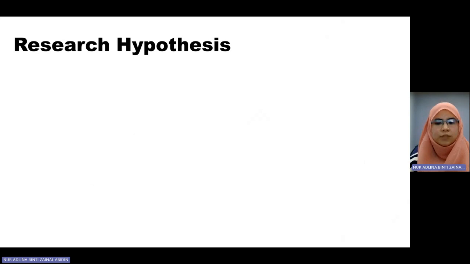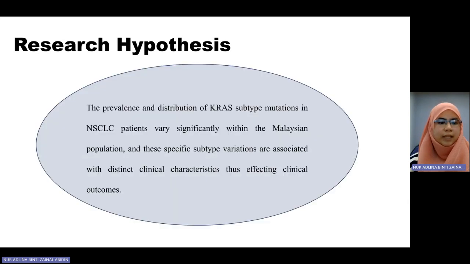The null hypothesis for the investigation will be that the prevalence and distribution of KRAS subtype mutations found in NSCLC patients vary significantly within the Malaysian population, and these specific subtype variations are associated with distinct clinical characteristics, thus affecting clinical outcomes, whereas the alternative hypothesis will be the opposite of what is presented here.